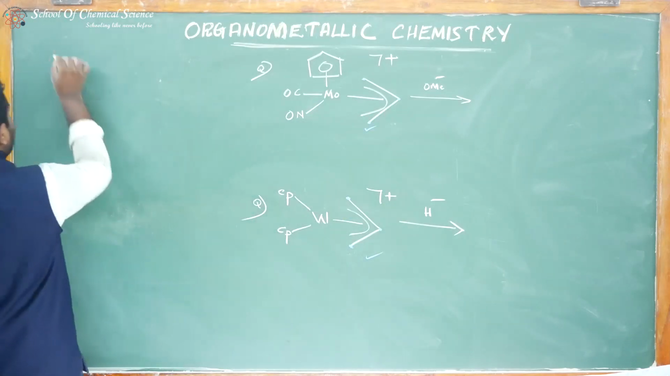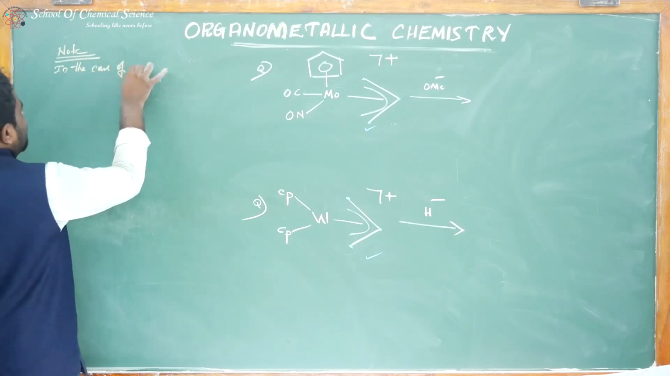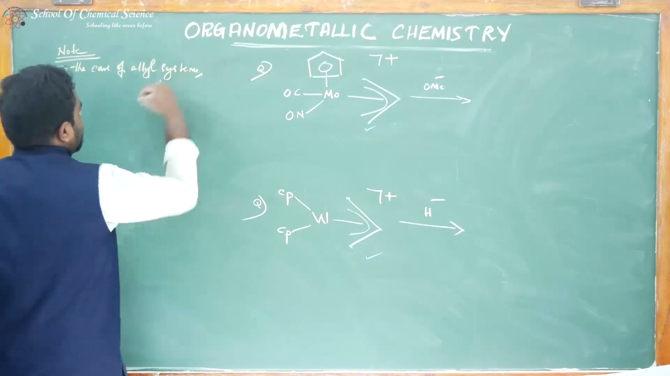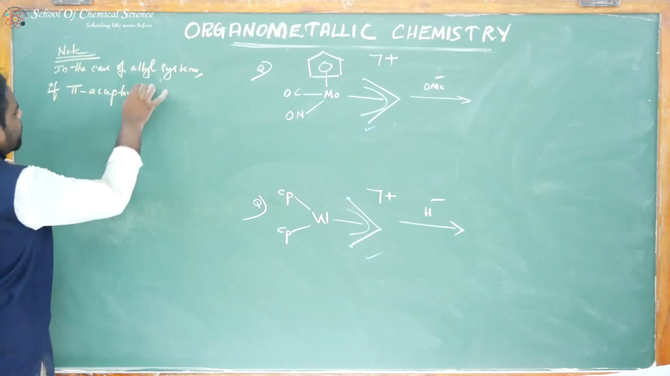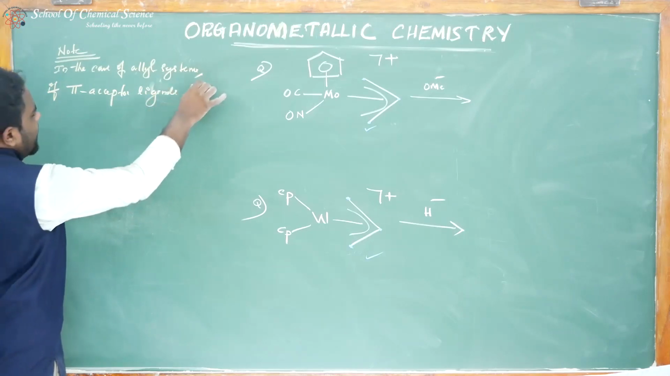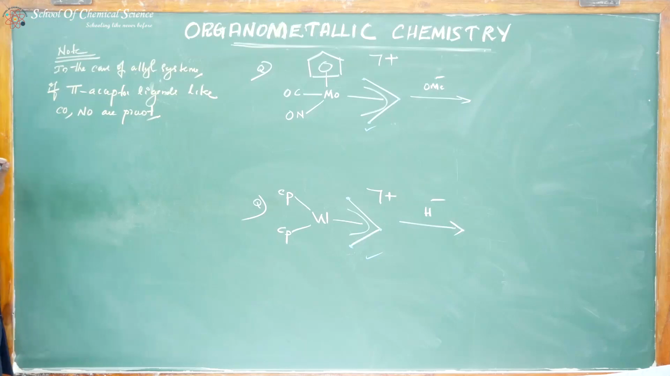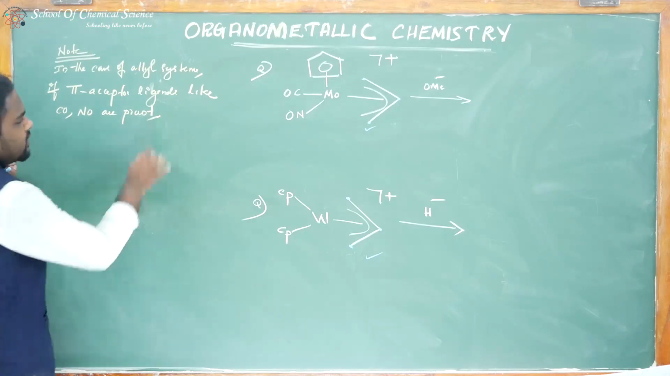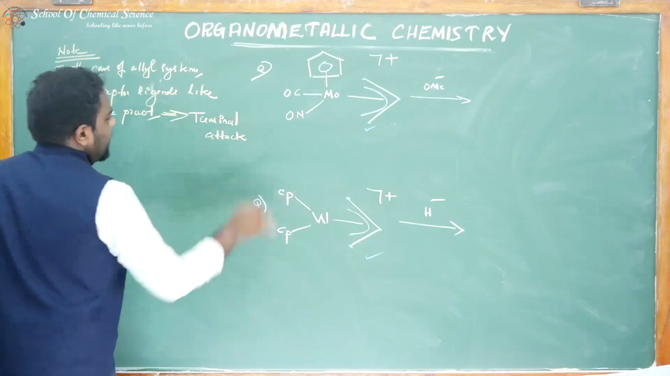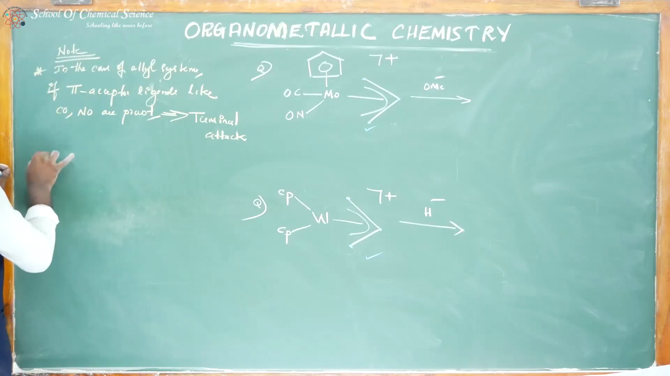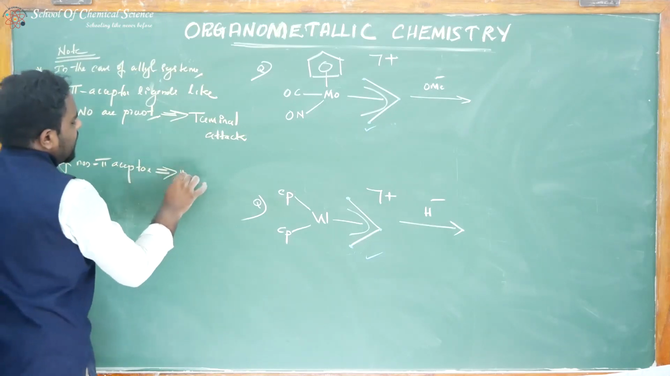So in the case of allyl system, write a note. In the case of allyl systems, if pi acceptor ligands like carbon monoxide, nitrosyl etc. are present, then attack will be terminal attack. First point. If non-pi acceptor, then middle carbon attack.